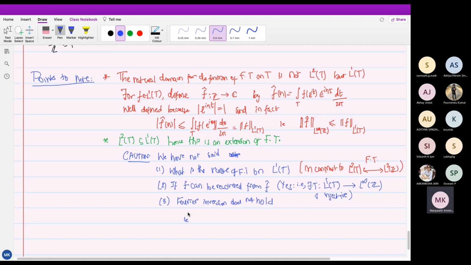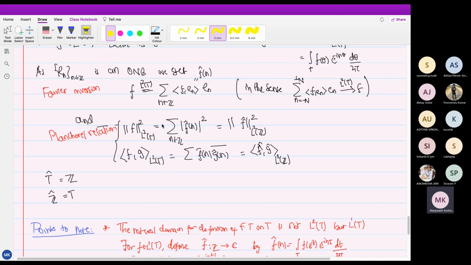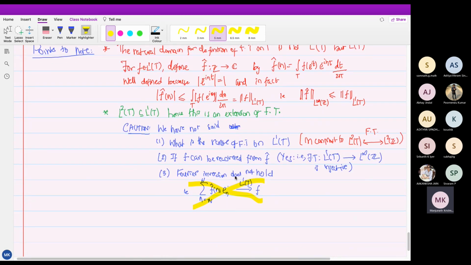That is, we cannot take the partial sums of f hat of n e_n, with n from minus N to N, and say they converge to f in L1 of T. Is this true? This is false actually. This is a false statement, if you take these partial sums and just replace L2 by L1 just like we had earlier, that's not going to be true. Okay, so this is not true.